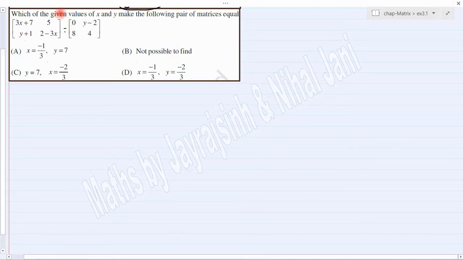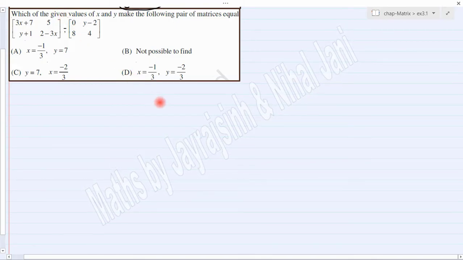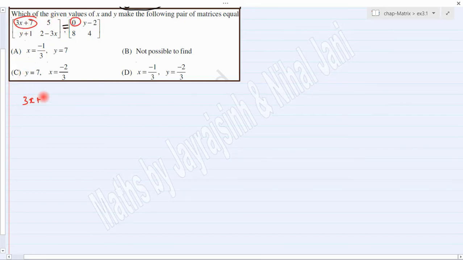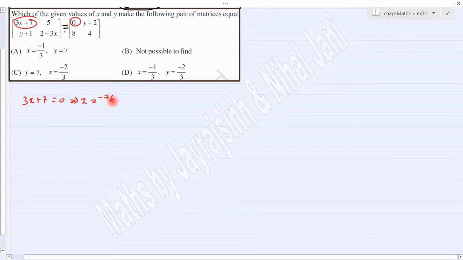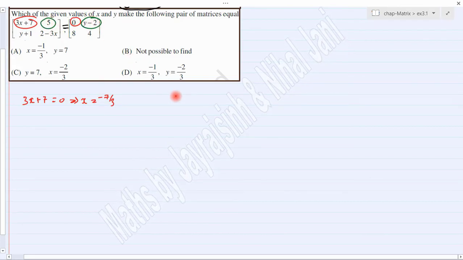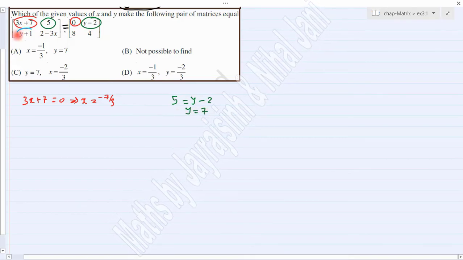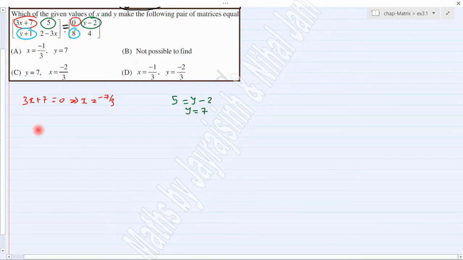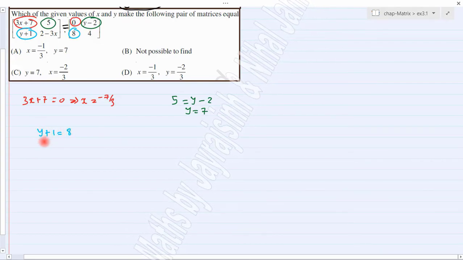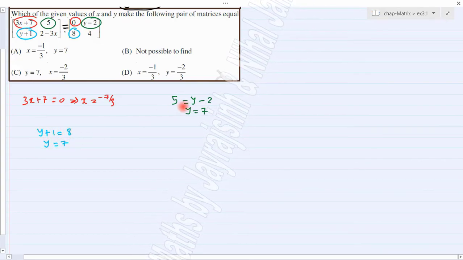Here we have to find a unique value of x and y for which the pair of matrices will be equal. So let's compare these two matrices and their respective elements. From the first element, we will get 3x plus 7 is equal to 0, which will give us x is equal to minus 7 by 3. From the second element, we will get 5 is equal to y minus 2, or we can say your y will be 7. From this element, we will get y plus 1 is equal to 8, which will give us y is equal to 7, which we already found out.